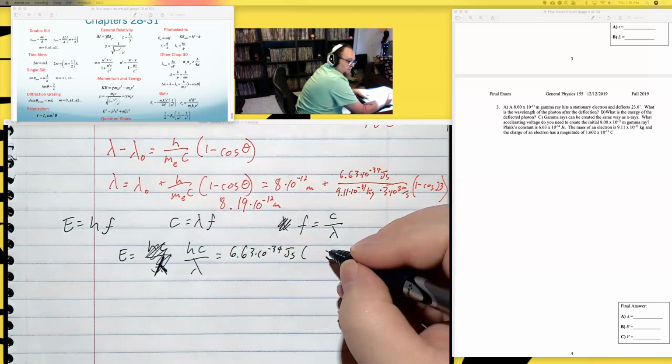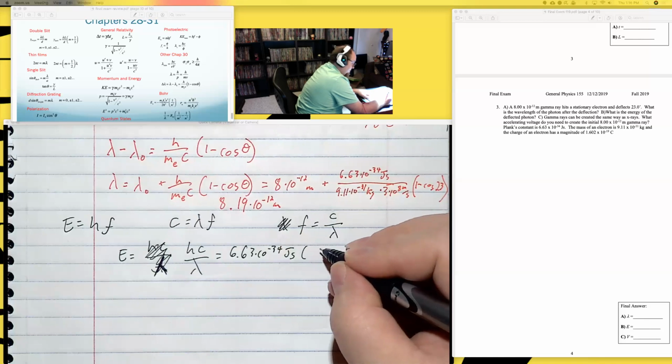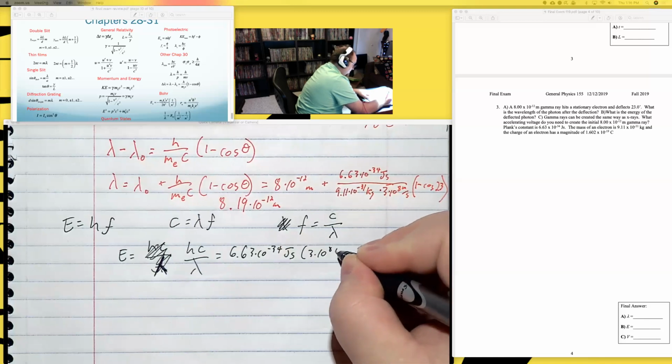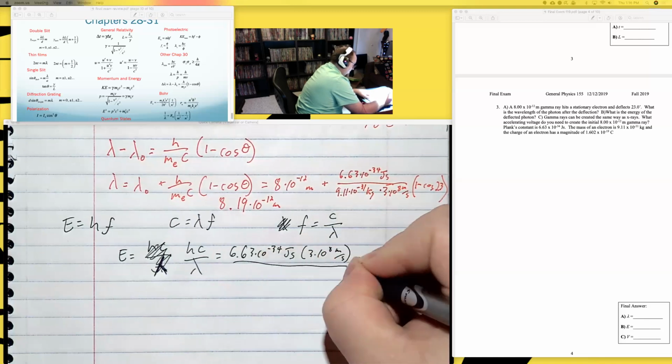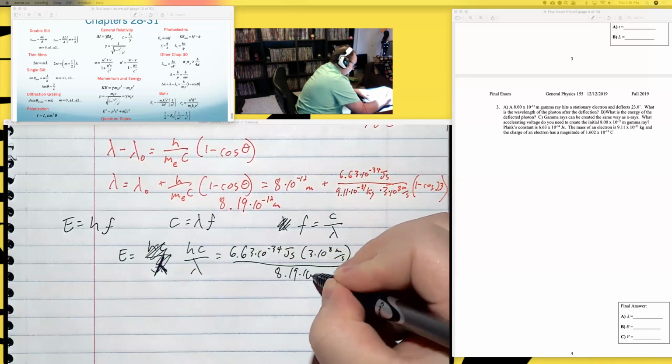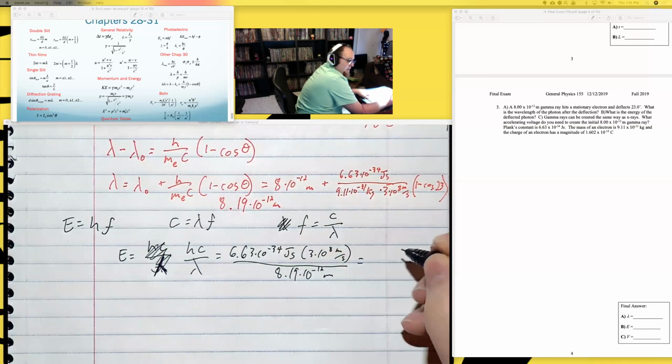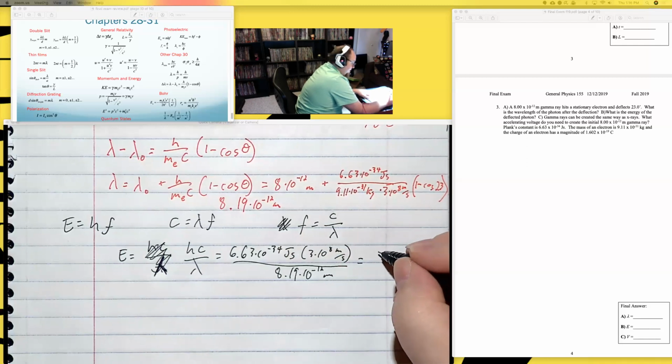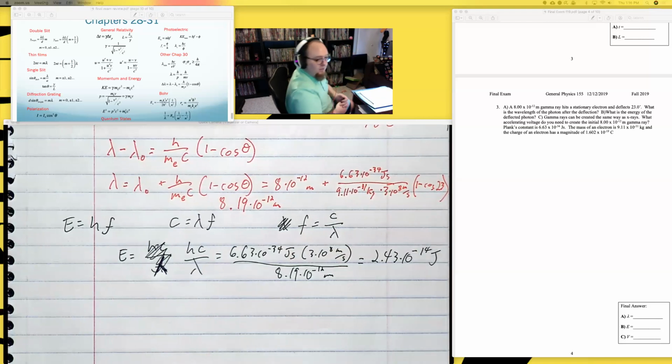Times 3 times 10 to the 8th meters per second over 8.19 times 10 to the negative 12 meters. That is going to be 2.43 times 10 to the negative 14 joules. That will show up though no matter what I do with these problems. Energy is going to be important here.